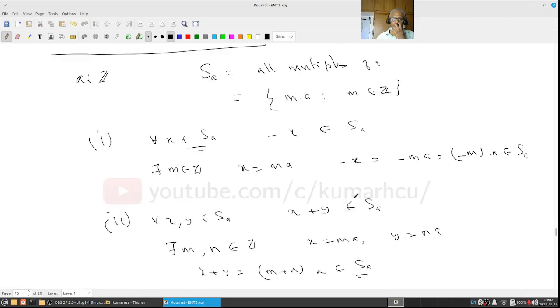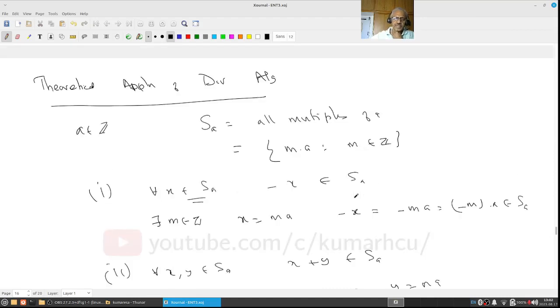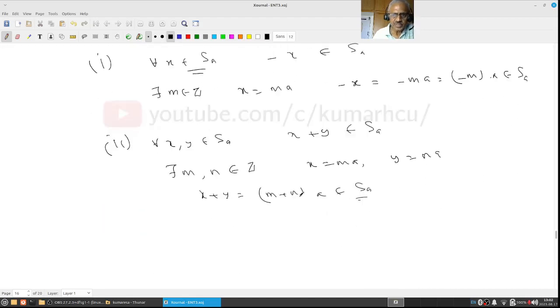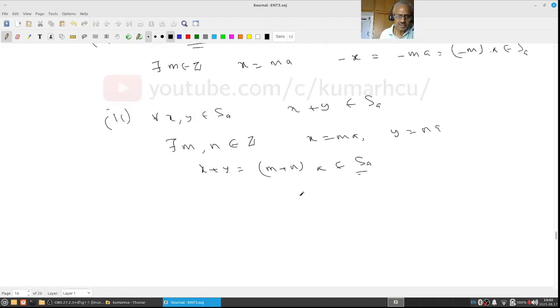Right? Therefore, if I take an integer a, look at all multiples of a, then that set S_a is non-empty. It has two interesting properties. If you want to say S_a is non-empty, that is the zeroth property, the first property is whenever x is in S_a, minus x is in S_a. Whenever x and y are in S_a, x plus y is in S_a. Do you understand that?